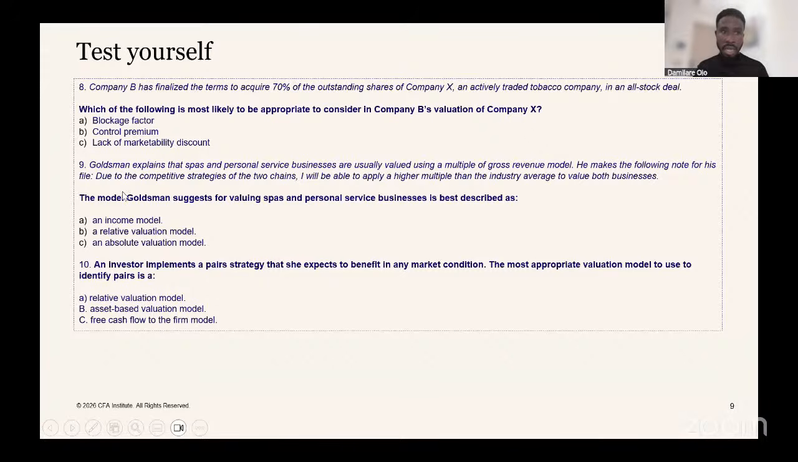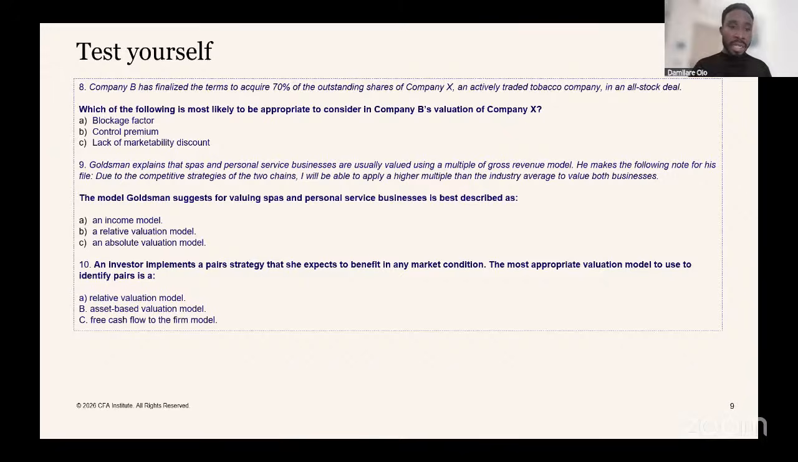Now let's go back to question 9. It says please explain the options. Now, income model is essentially your discounted cash flow model, right? Which is a subset of your absolute valuation model. So A and C are almost saying the same thing in terms of options. When you say income model of valuation, you are using a source of income. Dividend is a source of income to shareholders.